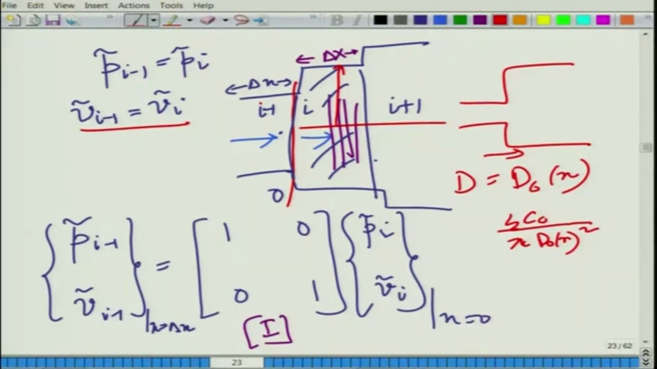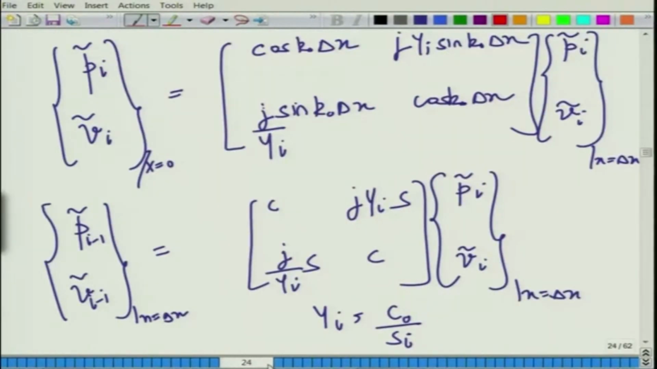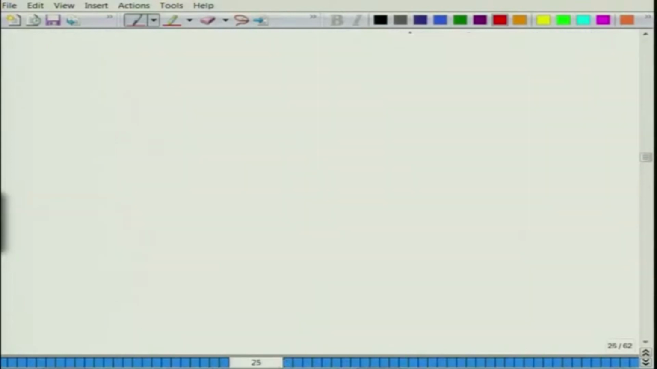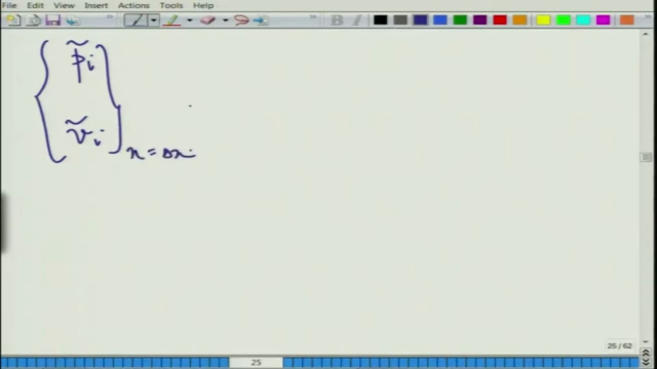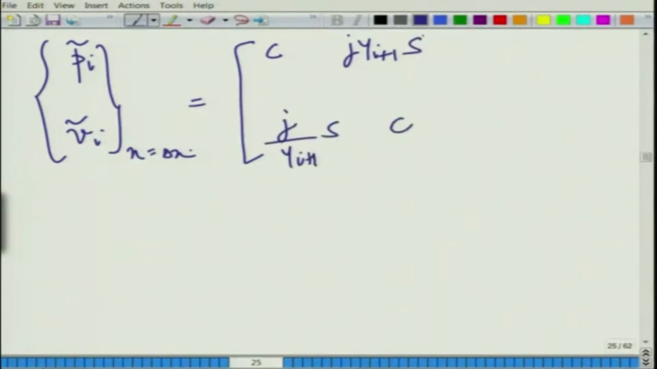Now, when we go for this guy, it is d naught x also, but the diameter has increased. In such a case, we can easily write P I and V I at x is equal to delta x, related to the other thing as cos, j by y I plus 1 times sin, j by y I plus 1 sin into cos, and here it is.